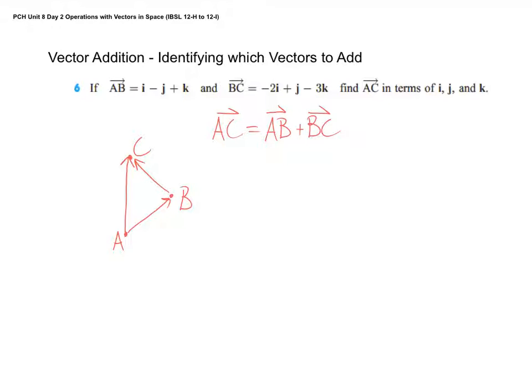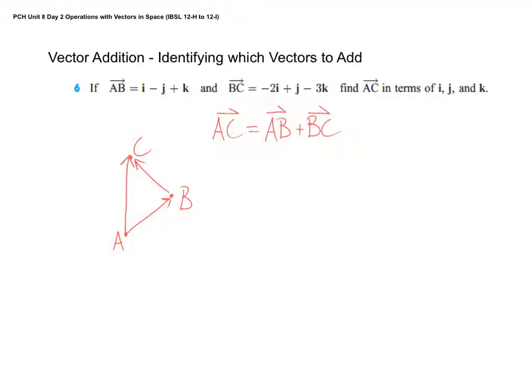Think about these vectors as directions. I want directions to get from A to C. Well, this gives me the directions to get from A to B. So now I need to get from B to C, right? This only got me to B. Now I need to get from B to C. So if I do A to B, and then B to C, that'll get me from A all the way to C. So again, think of it like directions.